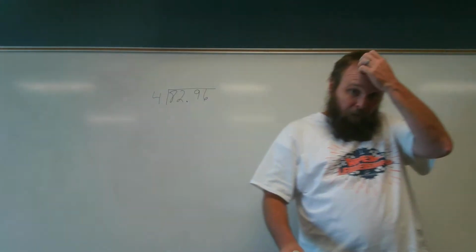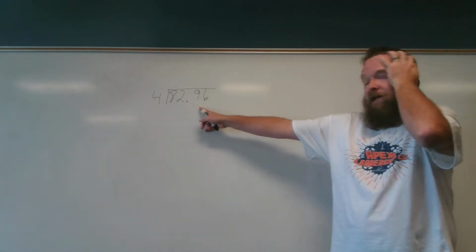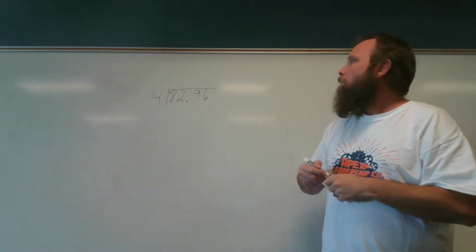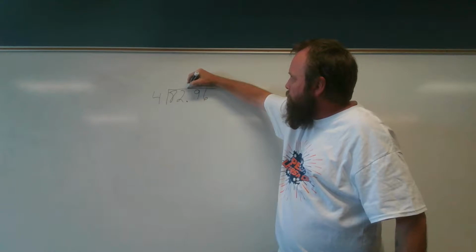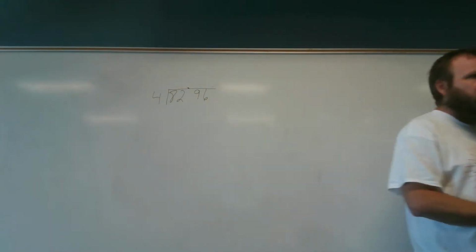When we're dividing and a problem has decimals in it, if the dividend has decimals in it, it goes straight up into the quotient. It's gone. It's no longer there. That's how we do it.